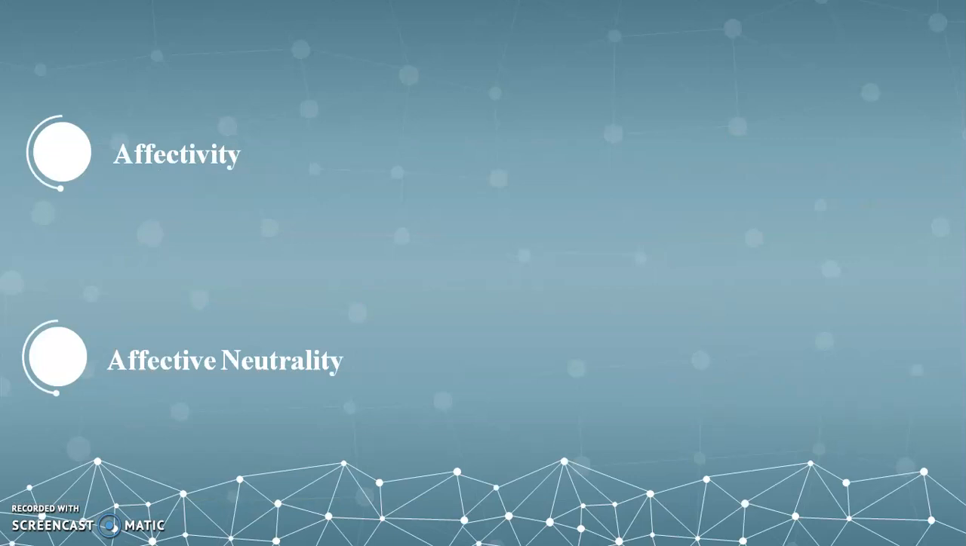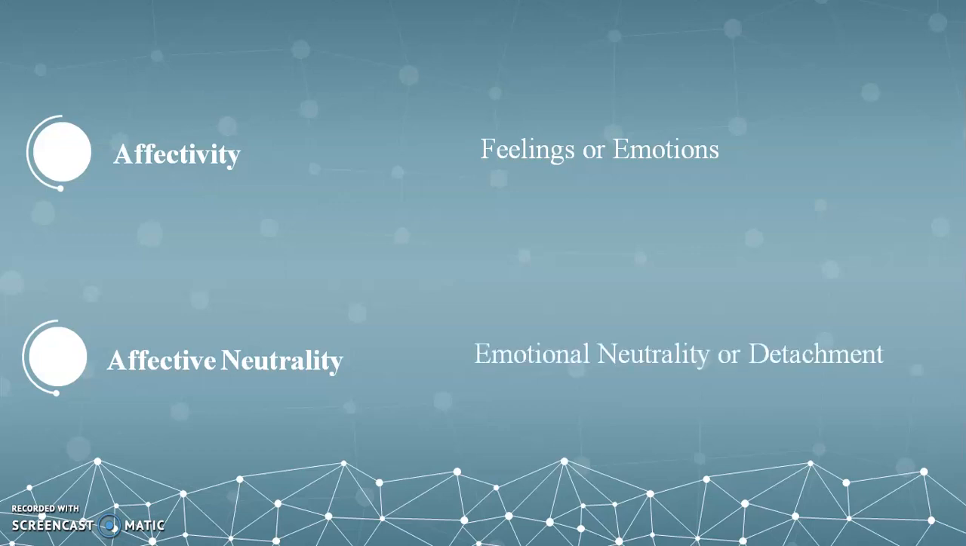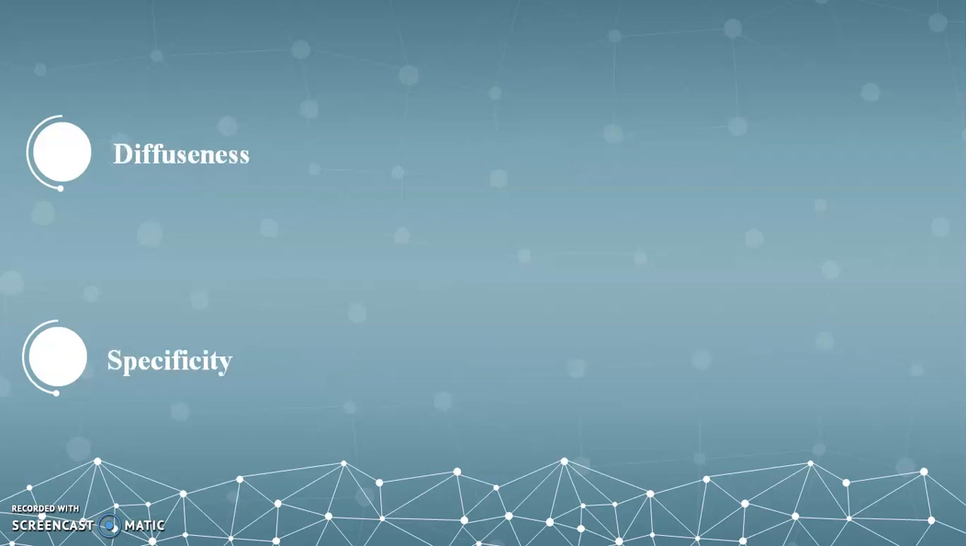The first one, affectivity versus affective neutrality. Affectivity refers to feelings or emotions, whereas affective neutrality signifies emotional neutrality or detachment from emotions. The individual can either engage in a relationship for emotional reasons, that is affectivity, or the actor can engage in an instrumental relationship without the involvement of feelings or emotions, and that is affective neutrality.